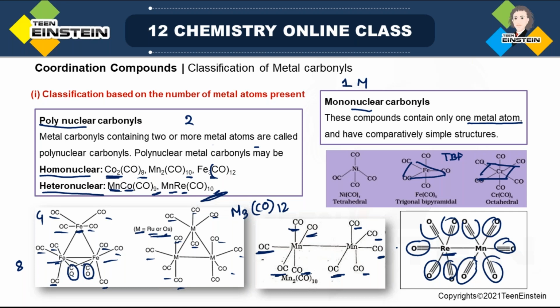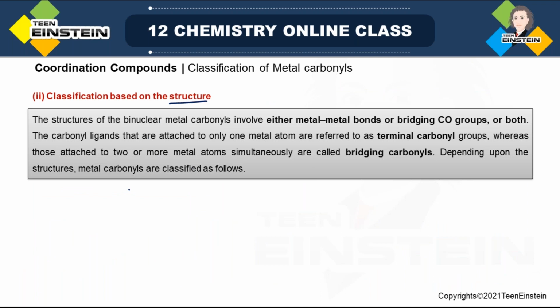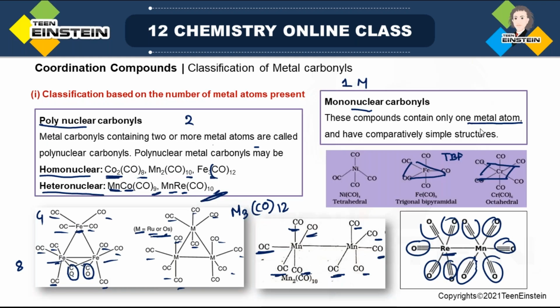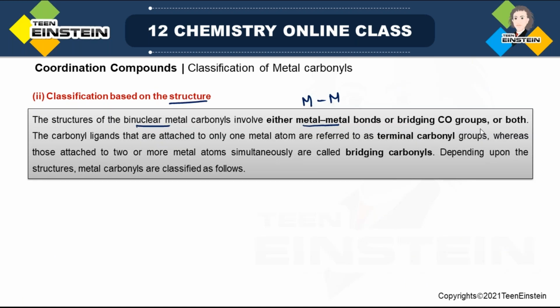So this is one kind of classification. The next classification is based on the structure. The structure of binuclear metal carbonyl involves either a metal-metal bond or bridging CO. Because when you have binuclear, the two units must be attached to each other. Now this attachment may be of two types. It may be through metal-metal bonding, which you have seen in the last two pictures. There is metal-metal bonding between two manganese, or one manganese and one rhenium. This is one possibility. Another possibility is that there is no metal-metal bond, and the units are attached through bridging. And another possibility is that both the metal-metal bond as well as bridging carbonyl are present. Fine. So either metal-metal bond or bridging CO or both.